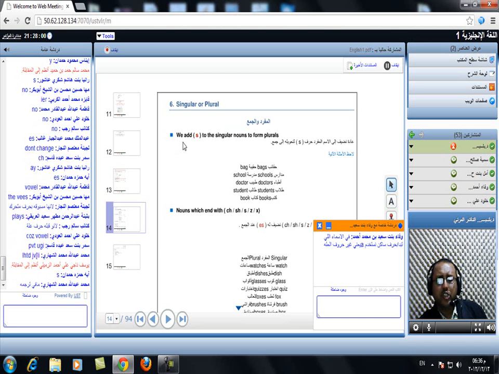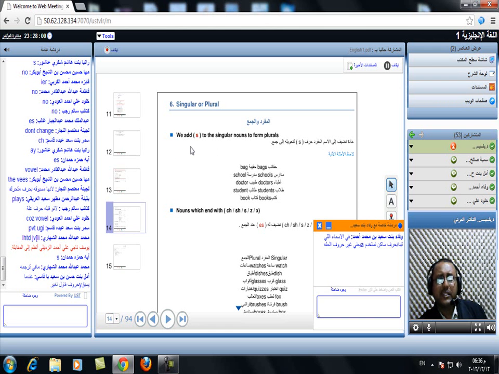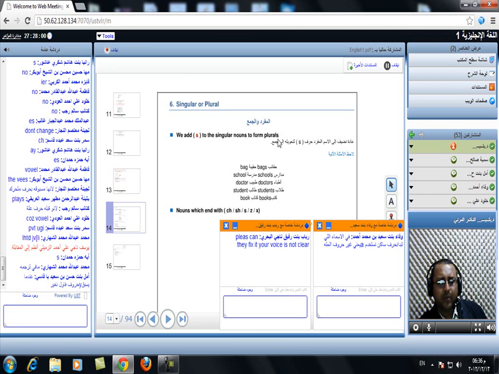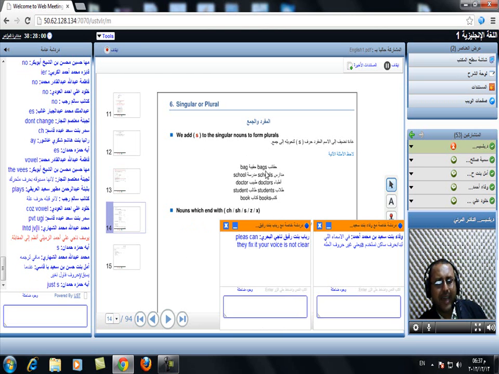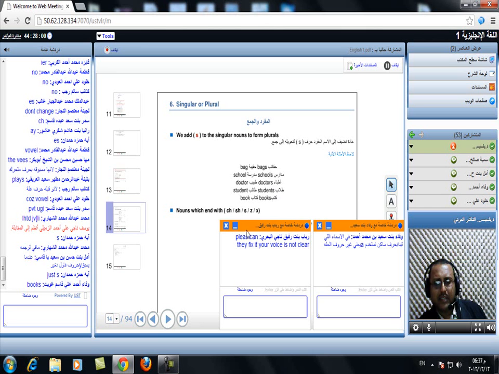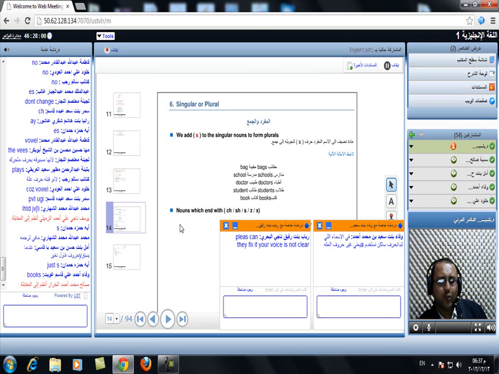Now let's read the rules here. How to change singular nouns into plurals. We add S to the singular nouns to form plurals. So we add S. Okay, we add S to the singular nouns to form plurals, like in bag, bags, school, schools, doctor, doctors, student, students.